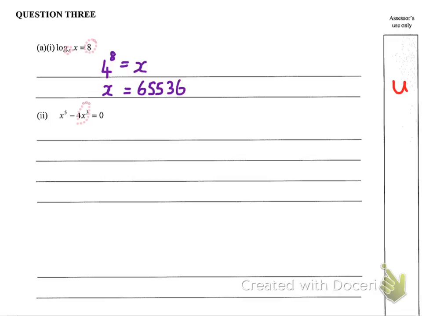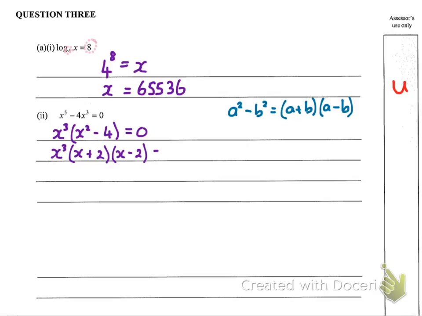For this one, here we are going to factorize the x cubed out of there. We often need to factorize before we solve. So we have two parts there. You need to recognize the difference of two squares, and this comes up frequently. So here we have x minus 2 and x plus 2 for the brackets. Then solve, there are going to be three answers. X can either be 0, 2 or negative 2.